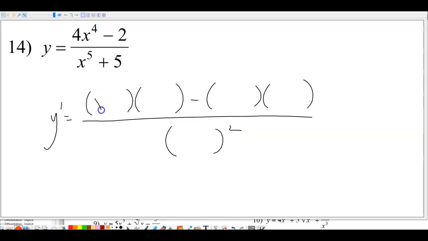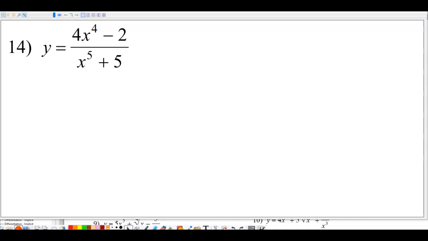So low d high. D high means take the derivative of the high function, the one up on top. That would be 16x cubed. Minus high d low. Draw a line and square below. And we're not going to be simplifying that one either. Go ahead and move on.